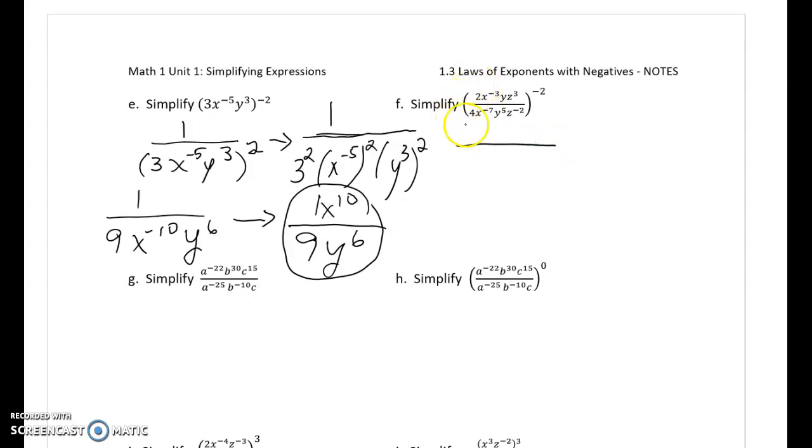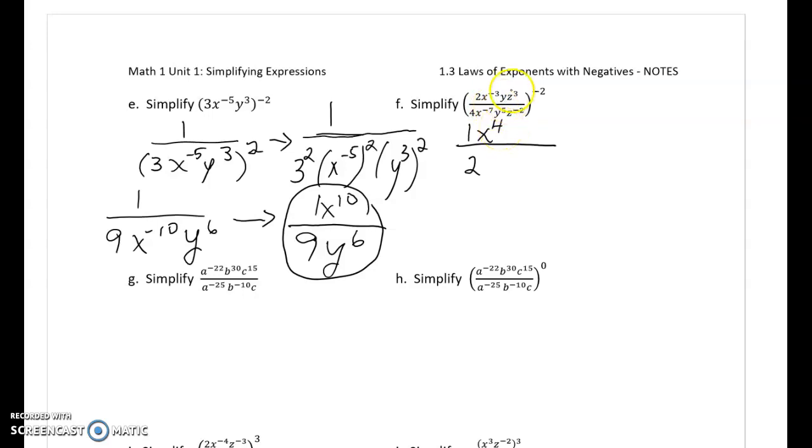So let's first do the coefficients. 2 over 4, that reduces down to 1/2. Here we have quotient rule. I'm dividing expressions with the same base. We keep the base and we subtract top minus bottom exponent. -3 minus a -7 is a +4. And we are using our quotient rule, keeping the base, subtracting top minus bottom exponent. -3 minus a -7 gives us a +4.